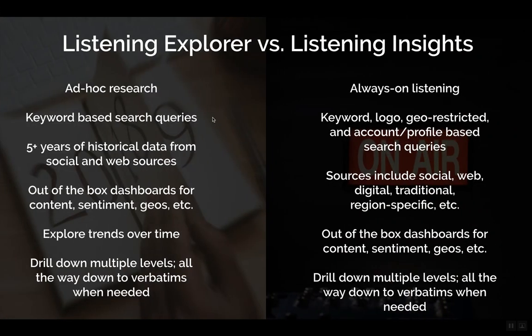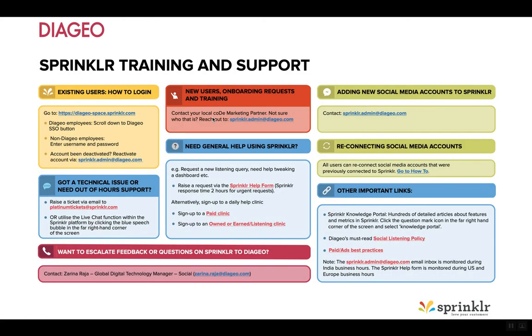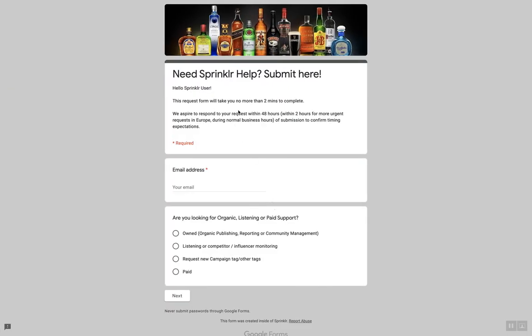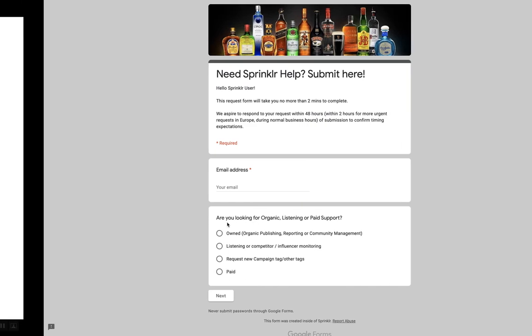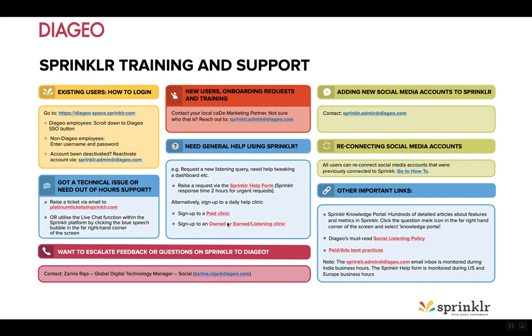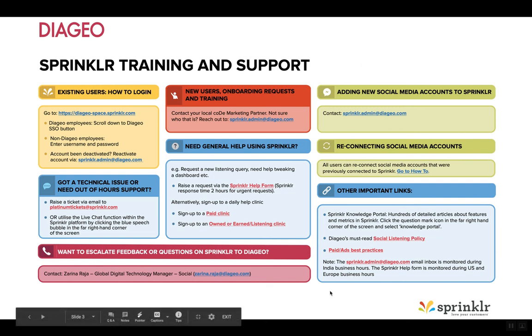So where do we go for more help? Here you'll see the help card with all of the different sources of information of how to reach out for the help that you need. So if you've got new user onboarding and training requests, you can reach out to the Sprinklr admin team at Diageo. You can also submit the Sprinklr help form. So by clicking on the link in this training card, it will take you out to a specific form where you can request help with either listening dashboards or other pieces of content or platform functionality that is required. And again, you can leverage all of the additional details here to reach out for the help that you need.